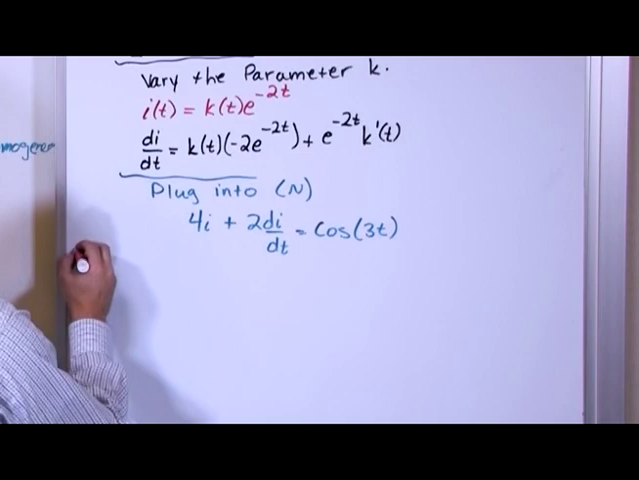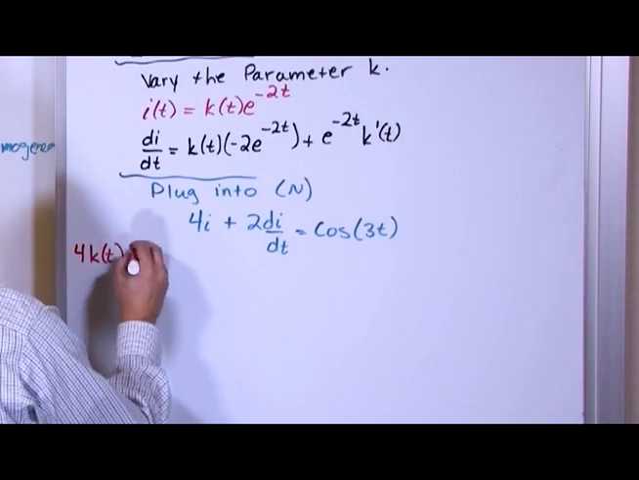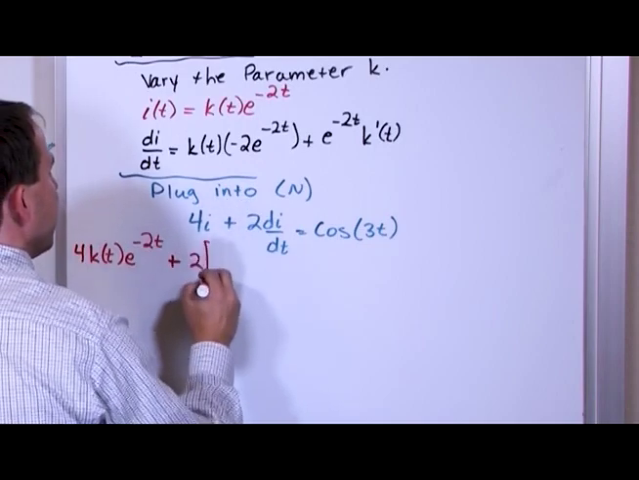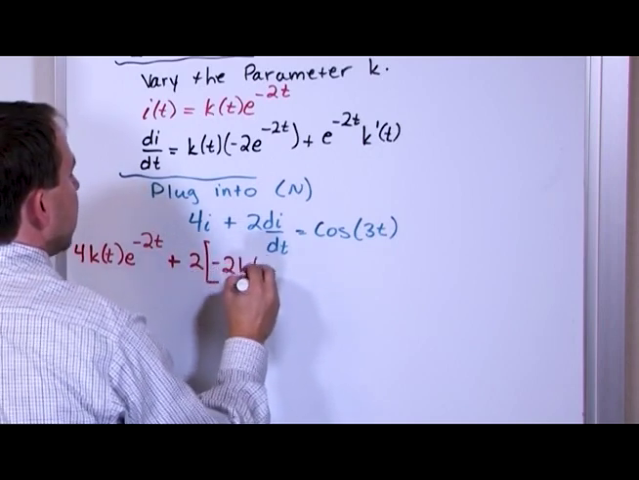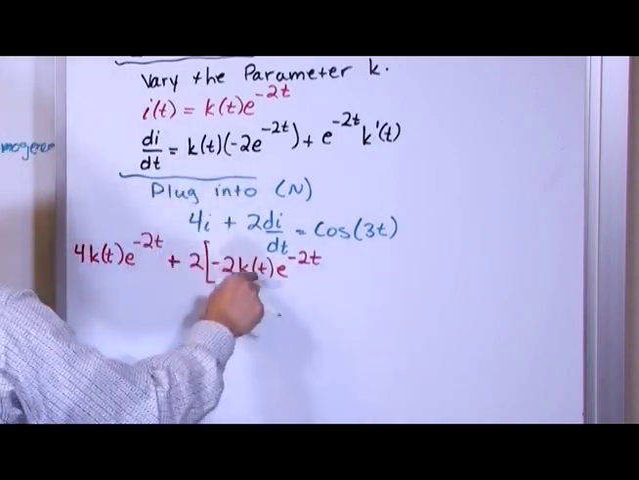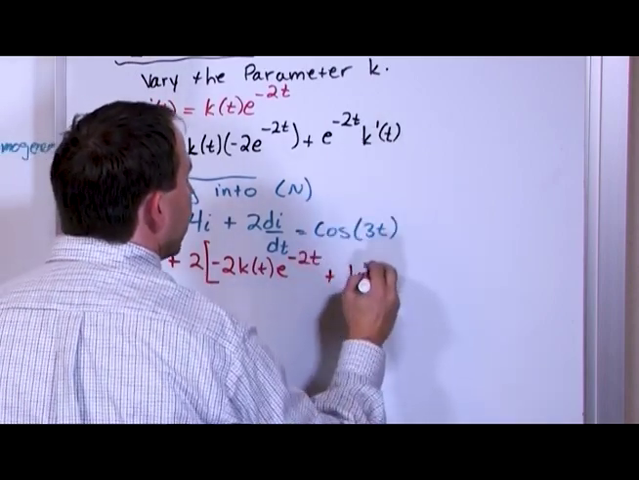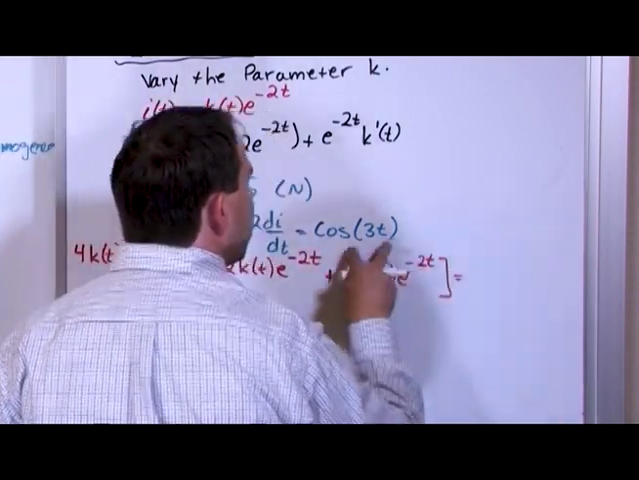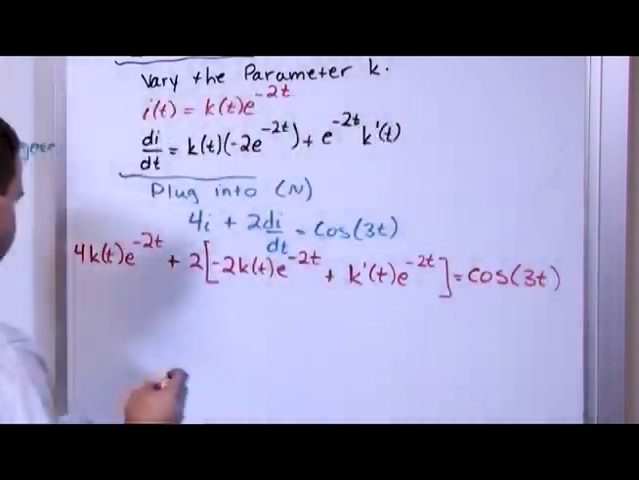So let's start way over on the left. 4 times I, which is this guy, so we'll have 4k of t e to the minus 2t, that's this part, plus 2, open up a bracket because I've got a large term here. Now this guy, I'm going to write it as negative 2k of t e to the minus 2t. Negative 2 comes out front, k is here, e to the minus 2t is here, plus this stuff. I'm going to rewrite k prime of t first, k prime of t e to the minus 2t, close the brackets, equals the stuff on the right-hand side, cosine 3t. Cosine 3 times t. All right, so I just barely made that on the board.